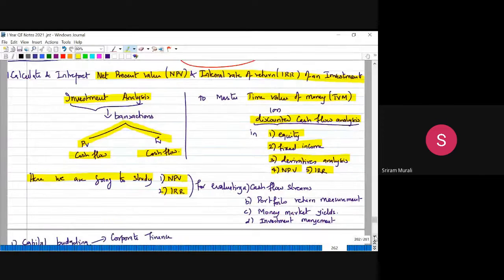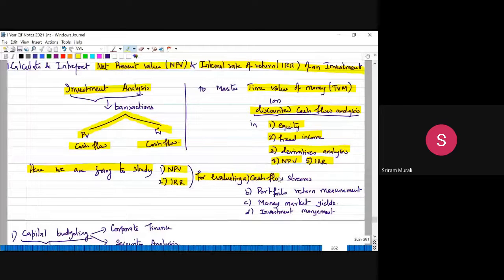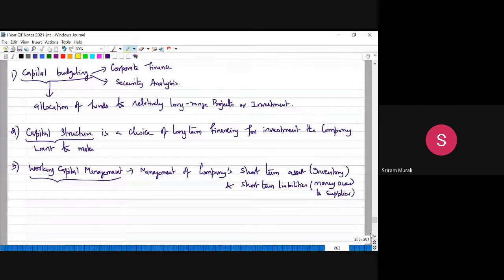So for evaluating the cash flow streams, portfolio return measurements, and money market, there is investment management. This investment management is a very big tool if you come to industry. So capital budgeting, that is the first one. It is used in corporate finance and security analysis. What is capital budgeting? Allocation of the funds to relatively long range projects or investments.